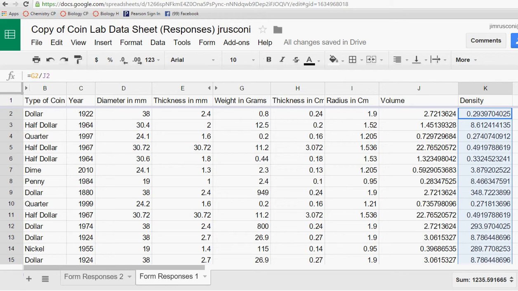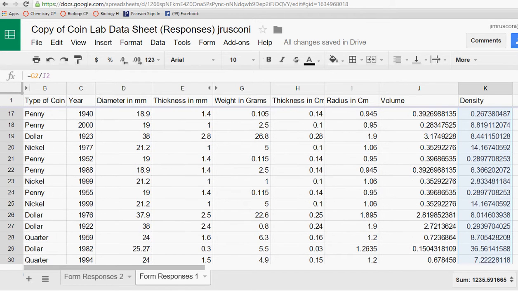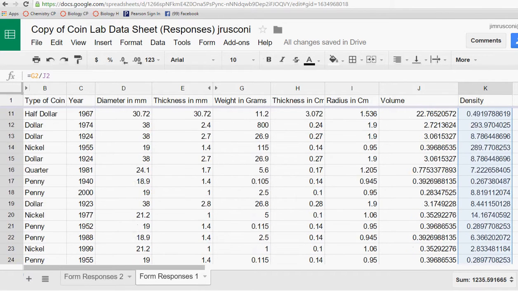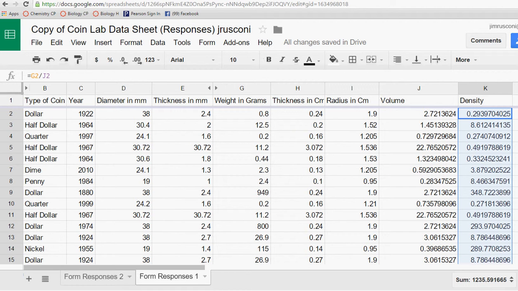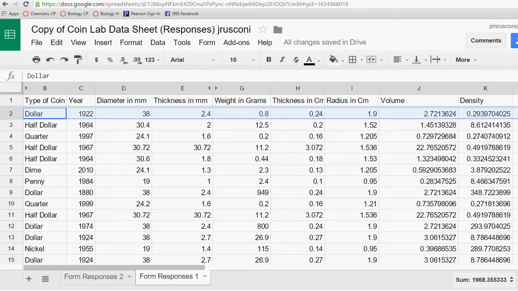All right, and you notice we got some odd numbers here. Some of these look a little off. So let's see what we can get done with that now. All right, so we now know the coins' density. So the 1922 silver dollar should have a density of 2.9 times 10 to the 2.9 grams per cubic centimeter.